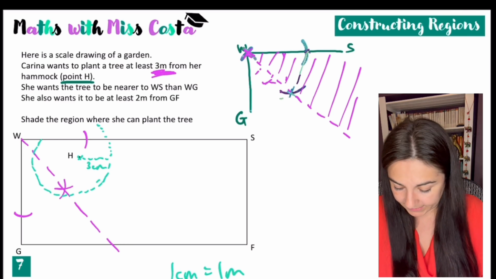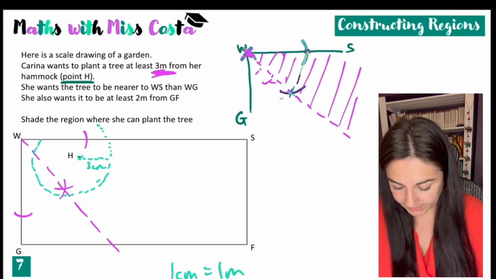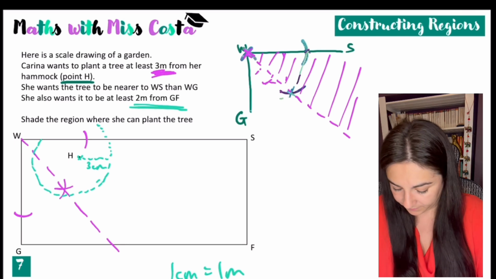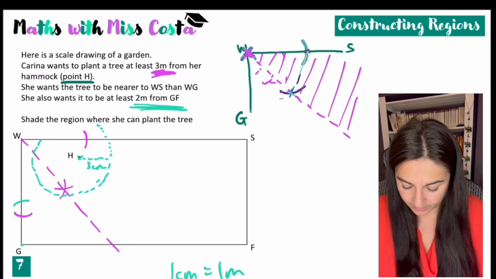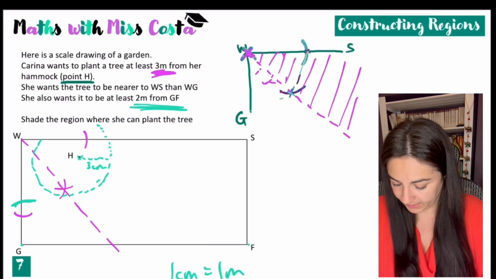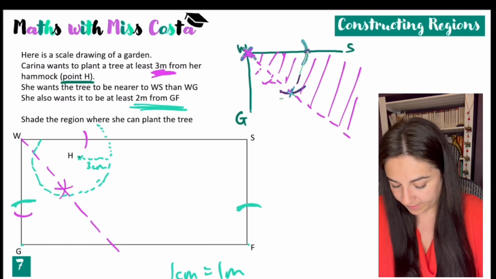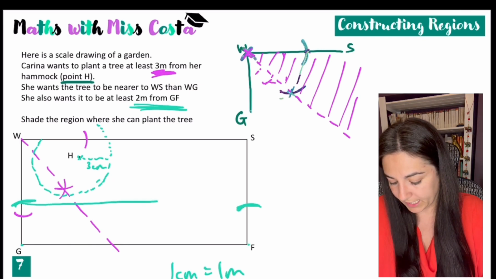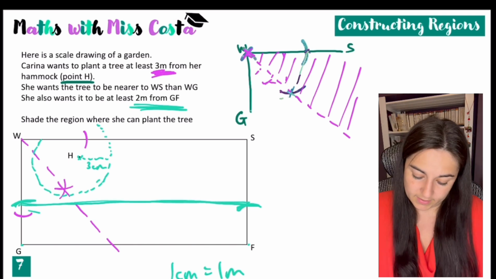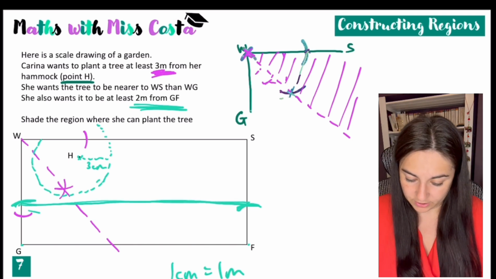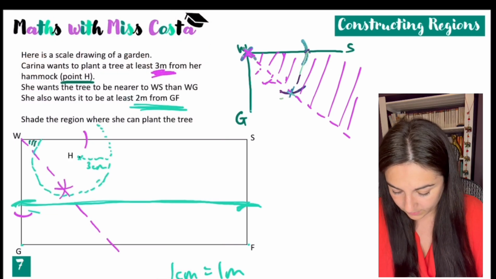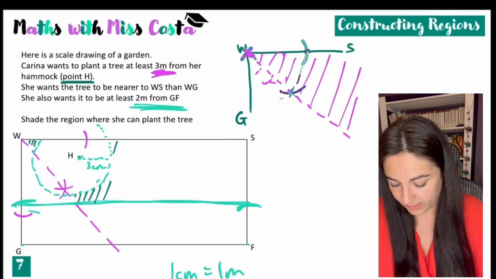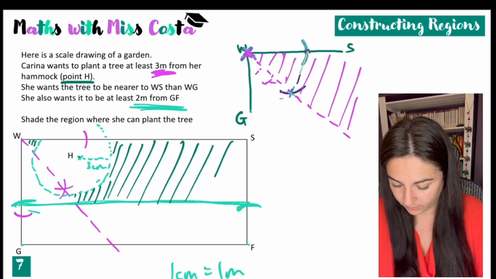Okay, and then the last thing is that she wants it to be at least 2 meters from GF. So GF is this line here. Open our compass, draw a line of 2 centimeters, open our compass again, draw a line of 2 centimeters, and then just join them up together. So you want to shade the region where she can plant the hammock. Well, it could be in this little part here or anywhere over here because that satisfies all of the criteria.